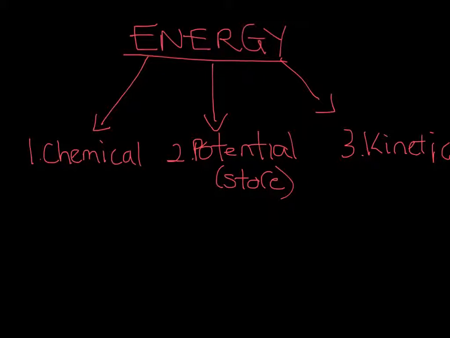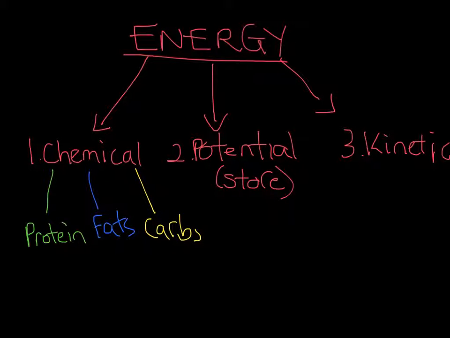Looking first at chemical energy, this is what we've been covering so far. Chemical energy is from the foods that we eat, and our food sources for chemical energy are protein, we have fats, and finally, and the one that we focused on the most, was our carbohydrates, and I'm just going to write that here as carbs, okay? So when we eat these three food groups, we are consuming chemical energy, okay?